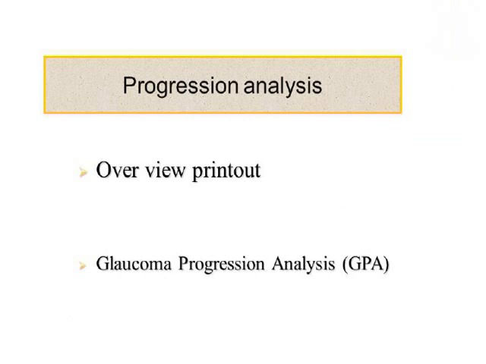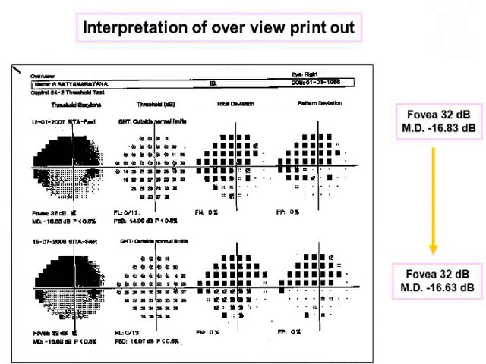Coming to the overview printout and the progression analysis, I always concentrate only on the overview printout. Don't bother about GPA and all. You concentrate on the overview printout. Progression means a change in mean deviation. If there is a change in mean deviation, we have to assess whether the change in mean deviation is real or not.